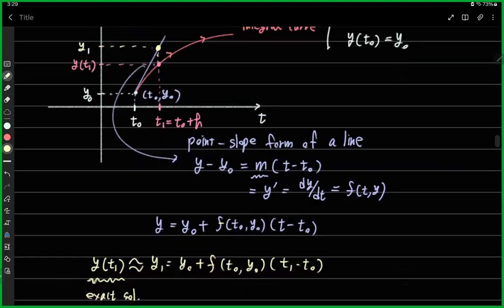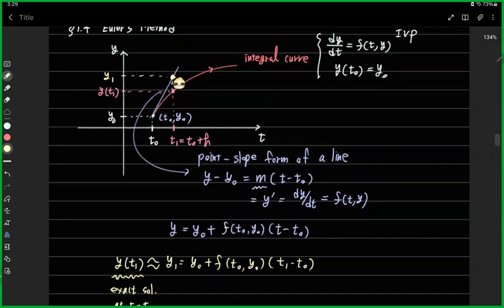Now you see that there is a gap between the approximation y1 and the exact solution y of t1. I know it's a big gap, but we can use this as the approximation. When h approaches 0, h is a really small number, so t1 approaches t0, and then this gap decreases. So y1 will be a really good approximation of y of t1.